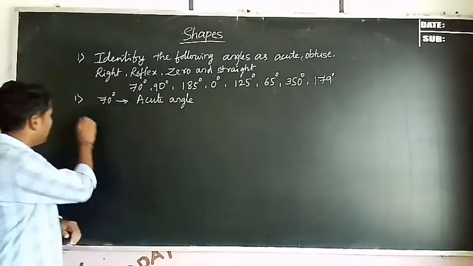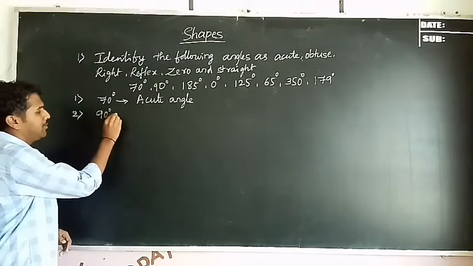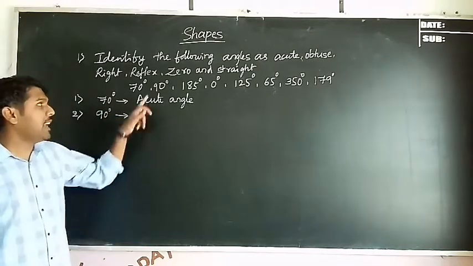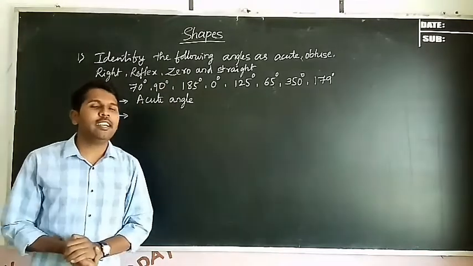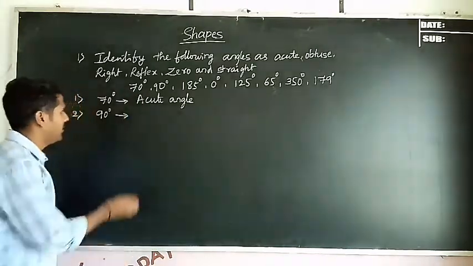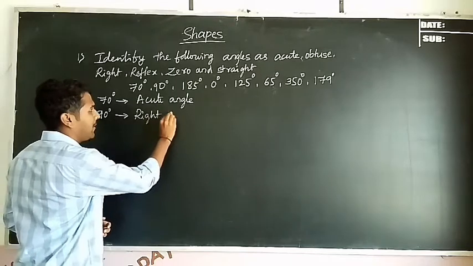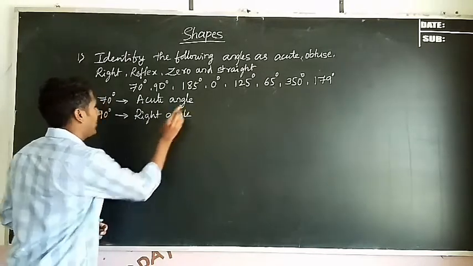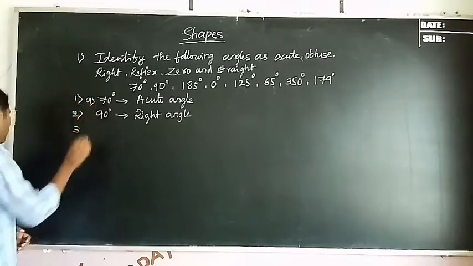Next, the second one, 90 degrees. Observe it properly. This angle is exactly equal to 90 degrees. Which angle is it? That is a right angle.